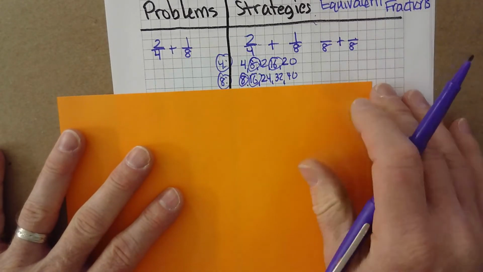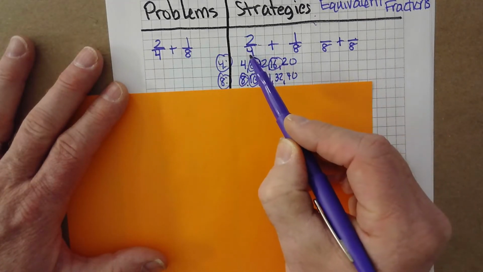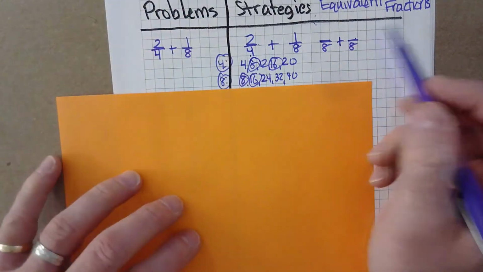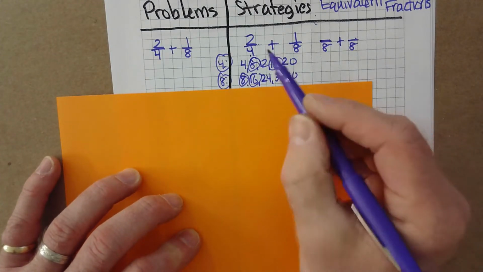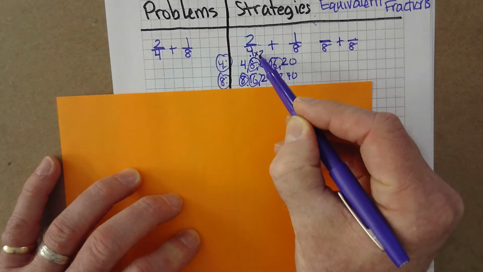So let's convert these. Now this is the trickier part that some of you have trouble with. So we have to convert 2/4 to eighths. 2/4 is the same as how many eighths? Anybody know? Trev? 40. Let's check. How do we get 8? If we are at 4, what do we multiply times 4 to get 8?